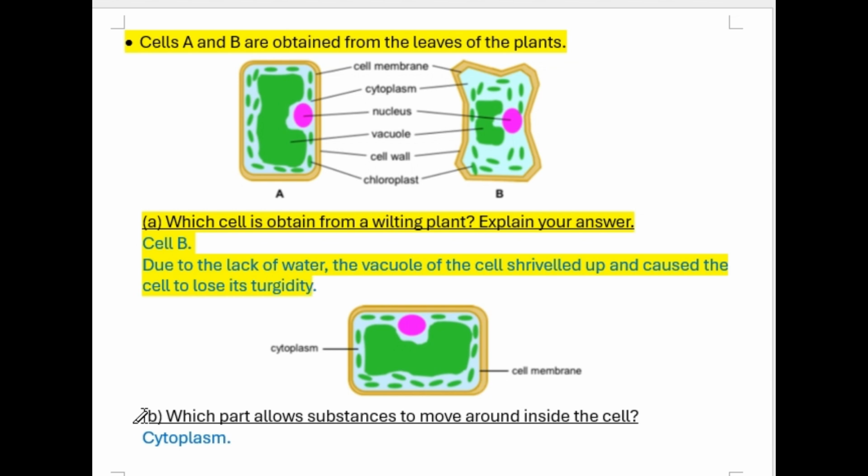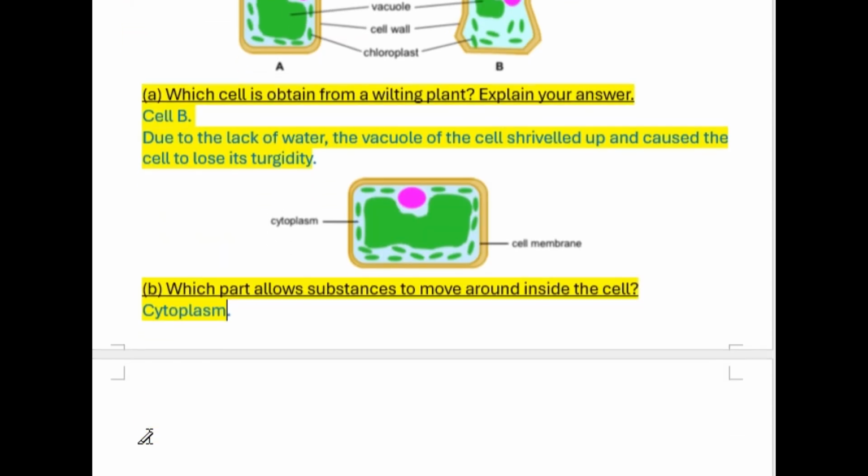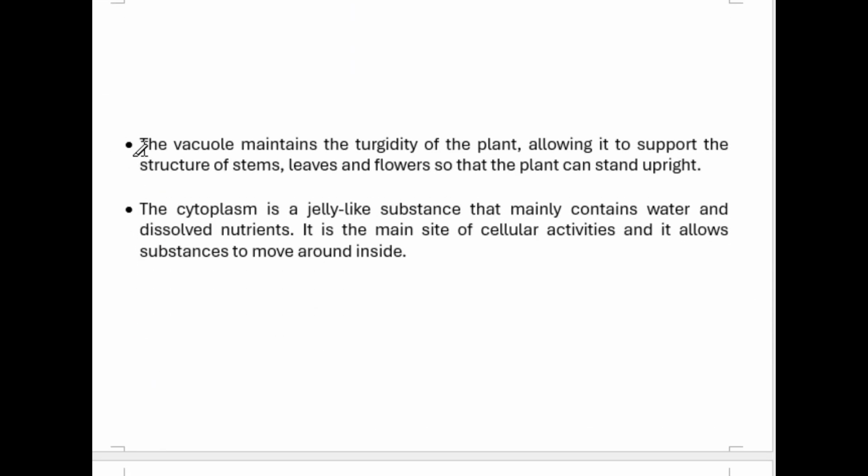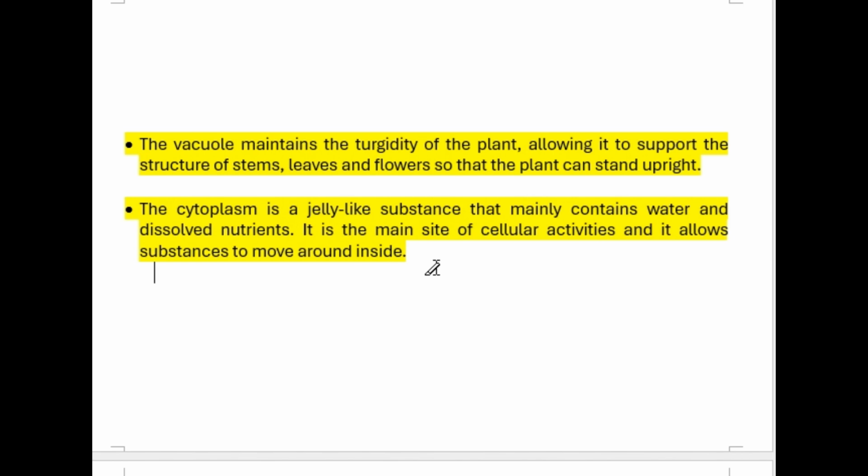B. Which part allows substances to move around inside the cell? Cytoplasm. The vacuole maintains the turgidity of the plant, allowing it to support the structure of stems, leaves, and flowers so that the plant can stand upright. The cytoplasm is a jelly-like substance that mainly contains water and dissolved nutrients. It is the main site of cellular activities and it allows substances to move around inside.